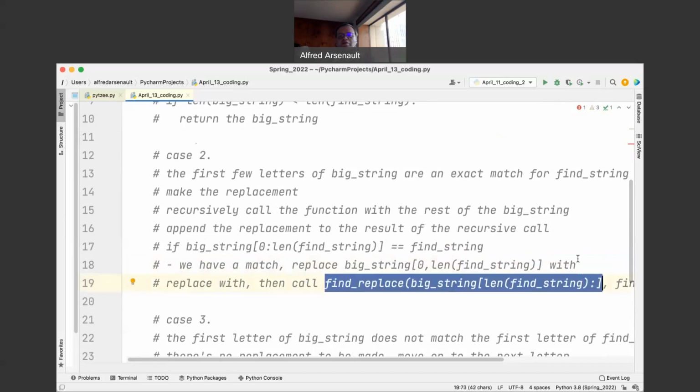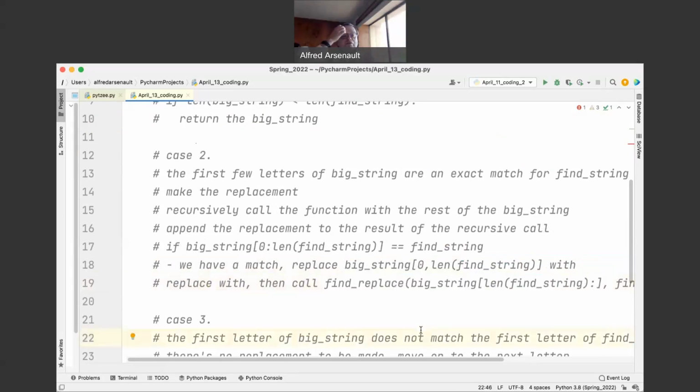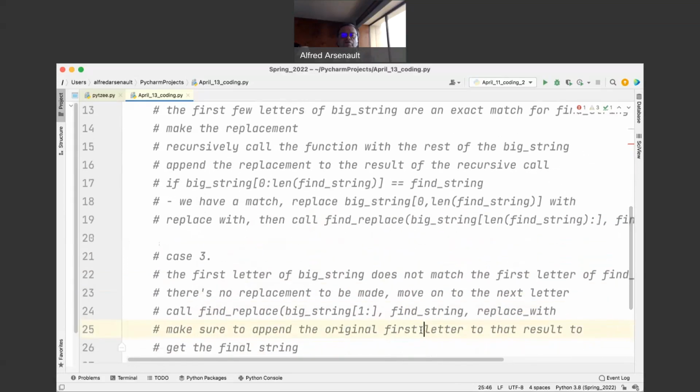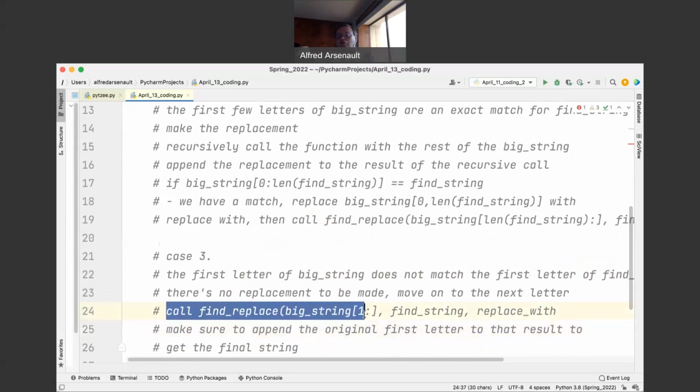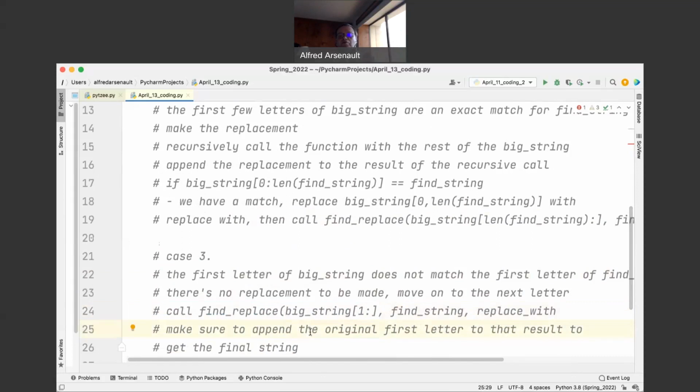Second case you need to make sure you cover. The third case, not a match. The first letter of big string is not a match for the first letter of find string. There's no replacement. Recursively call find replace, just dropping the first letter, so from 1 to the end, and then make sure again you append that original first letter.